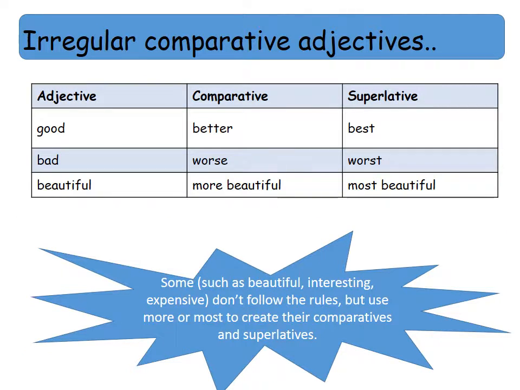Here are some examples of those irregular comparative adjectives. Irregular means that they just don't follow the rules. Some adjectives don't have their own comparative or superlative form. For example, you can say beautiful, that was a beautiful sunset, but you wouldn't say that sunset was beautifuler than the one last night. You'd use the word more. So you'd say that was more beautiful than anything I've ever seen. And again, for the superlative, you'd use most beautiful.